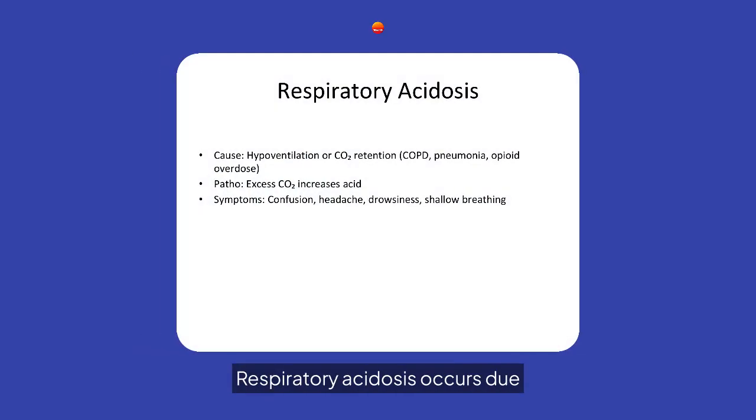Respiratory acidosis occurs due to hypoventilation or CO2 retention, often seen in conditions like COPD, pneumonia, or opioid overdose. This leads to increased acid levels. Symptoms include confusion, headache, drowsiness, and shallow breathing, requiring prompt intervention.